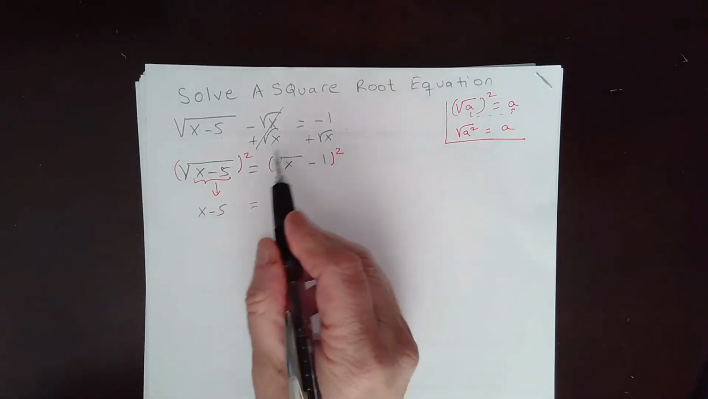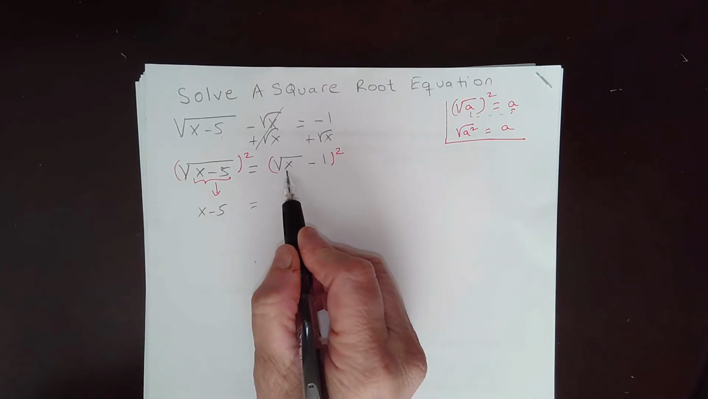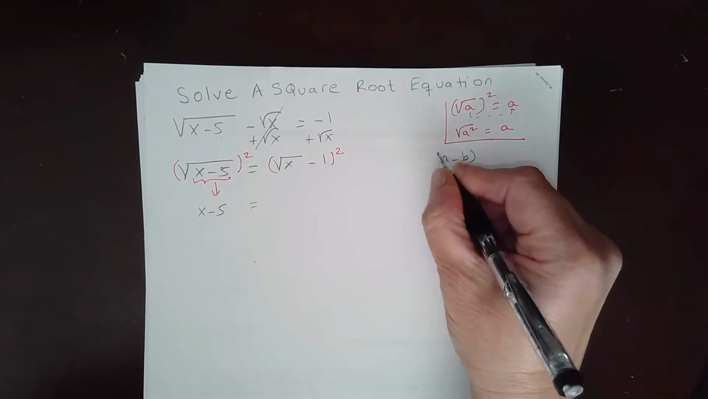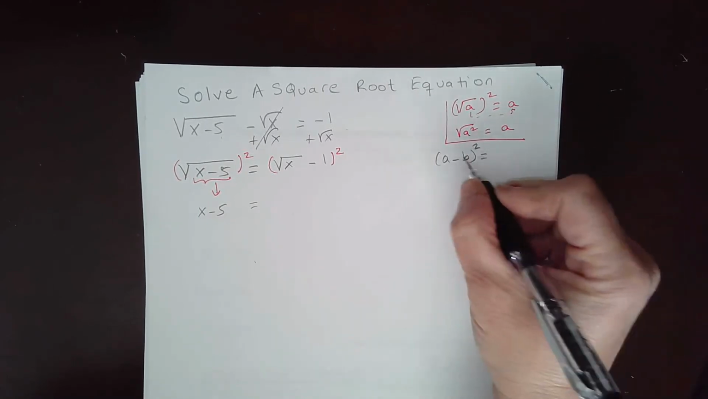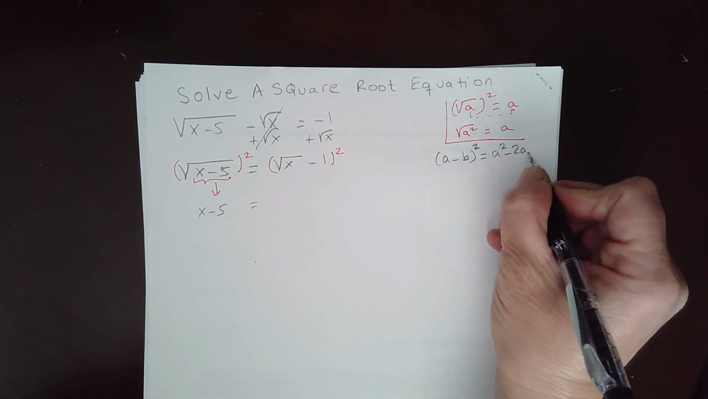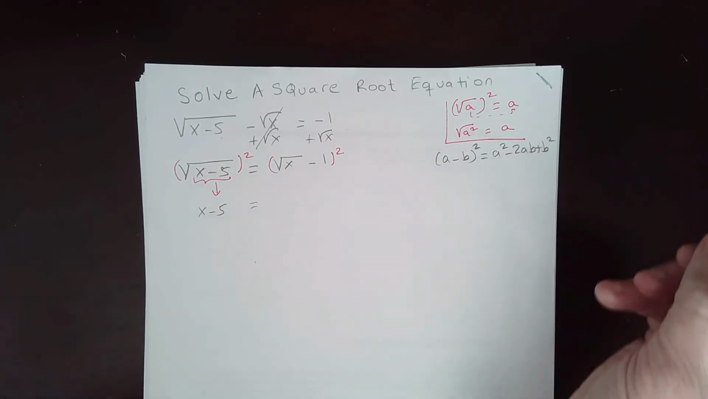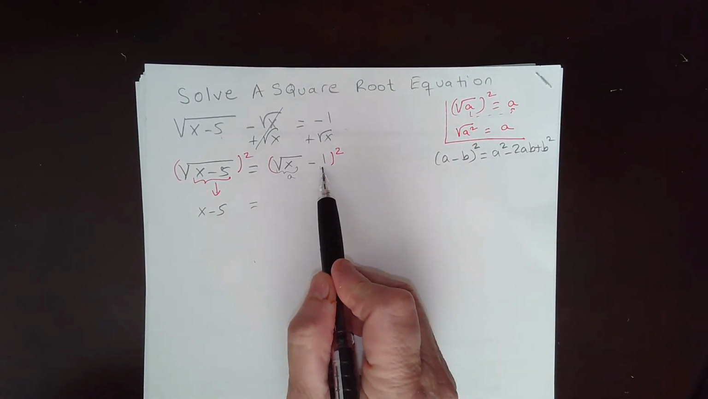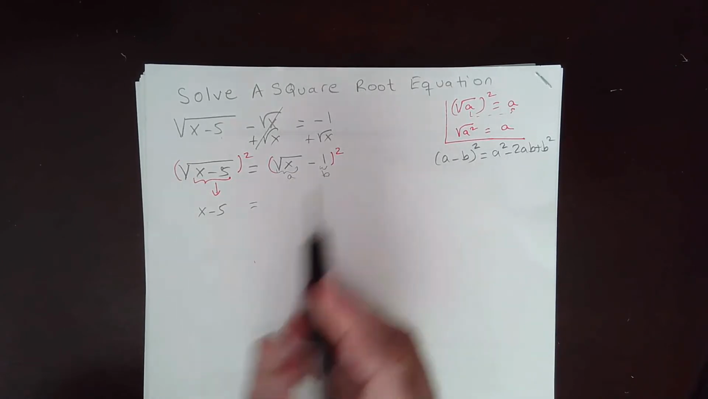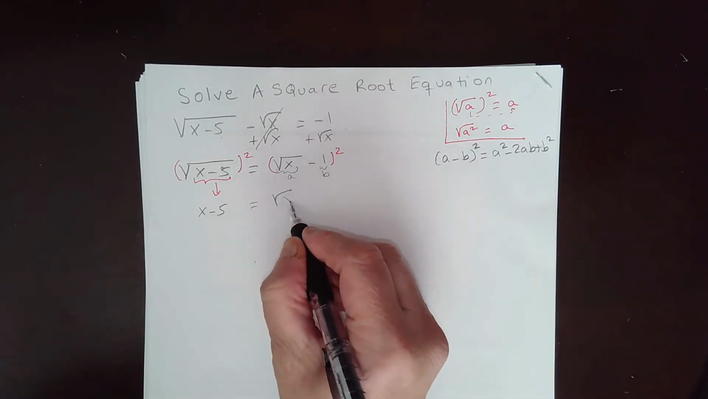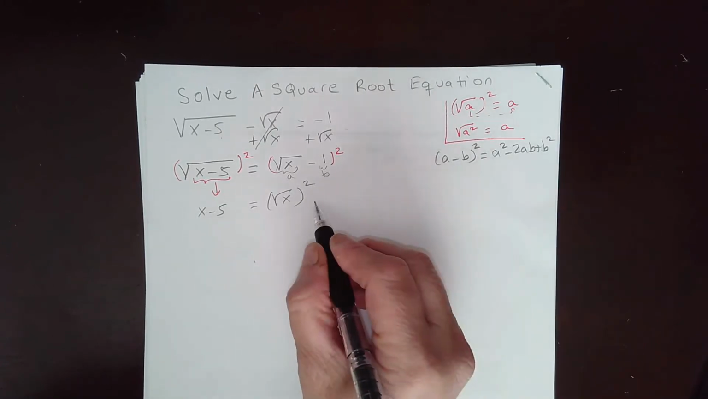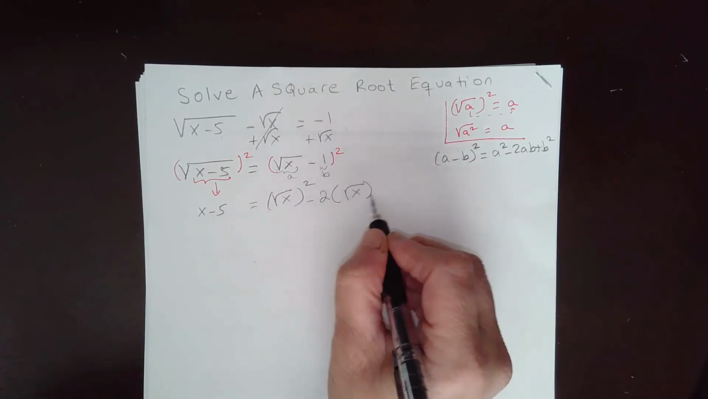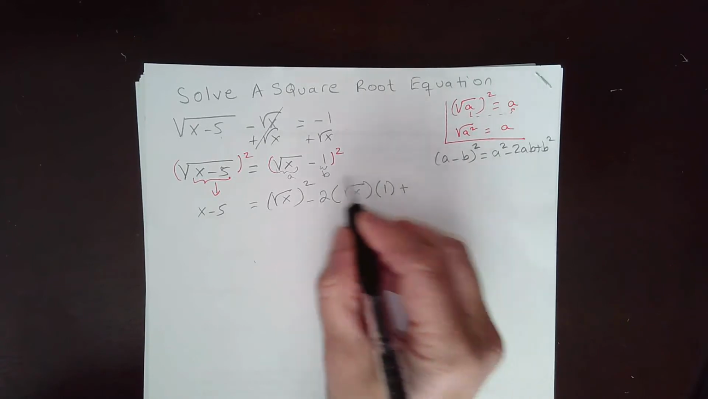Now this is going to be different because this is a binomial raised to the second power. So here you have like a minus b squared. Now this is equal to a squared minus 2ab plus b squared. Okay, a is your first term, so here this is your a and this is your b. So a squared, then that will give me square root of x squared minus 2 times a times b. 2 times a is square root of x times b, which is 1, plus b squared, 1 squared.